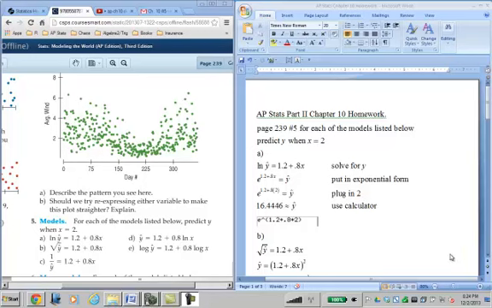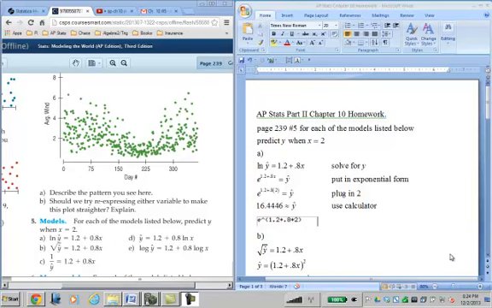Okay, part 2, chapter 10, homework, AP Stats. We're doing number 5 this time. So the first problem is the natural log of y equals 1.2 plus 0.8 to the x. So what you want to do is solve for y hat.